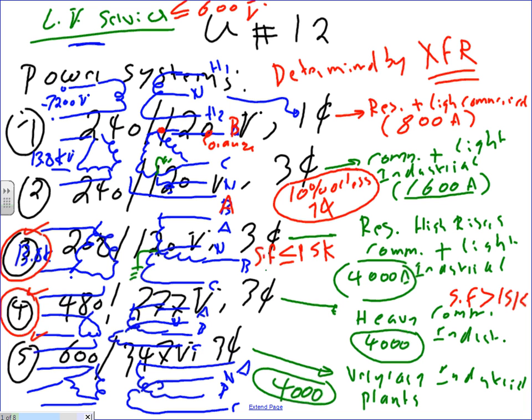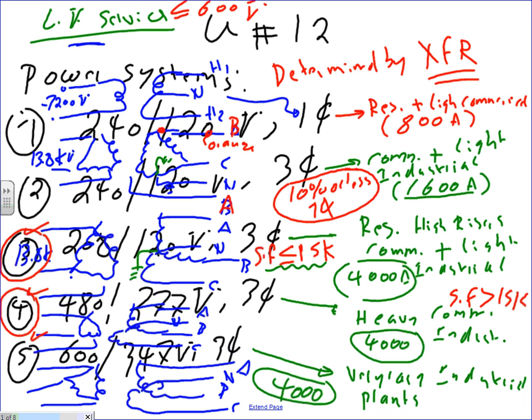I have been told, and from what I've seen, it depends on the square footage of the building. If your building is 15,000 square feet or less, it makes a lot of sense to use a 208/120. What are the other options? The other option is 480/277, which is system number 4.